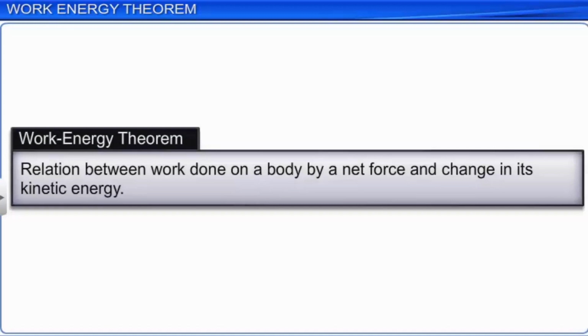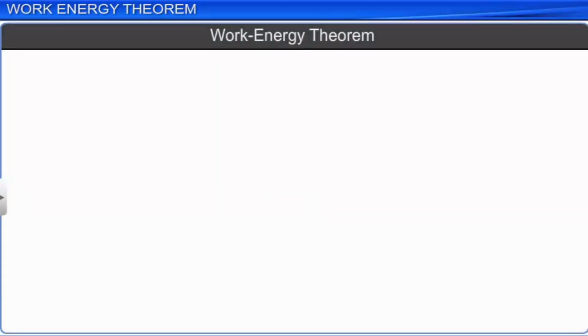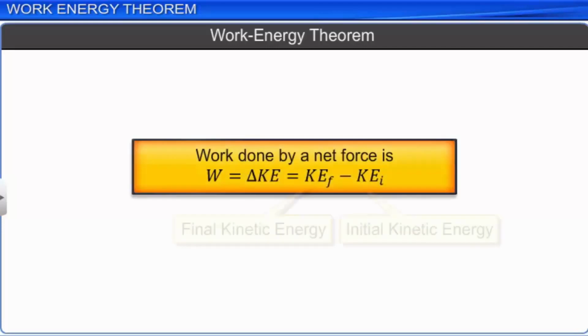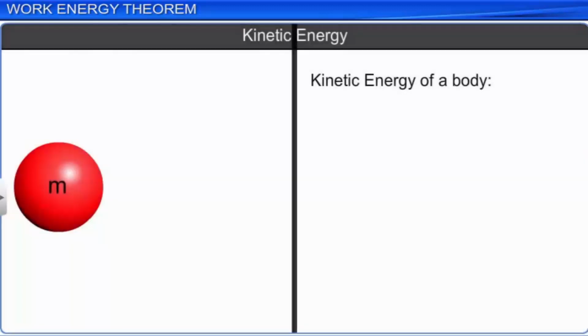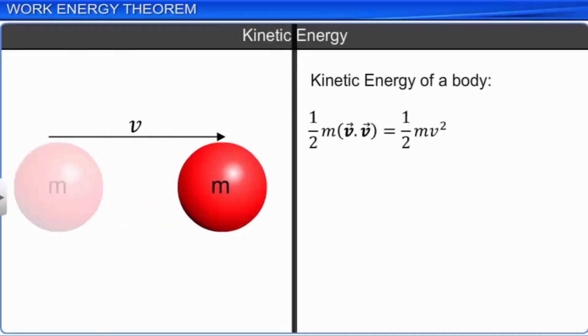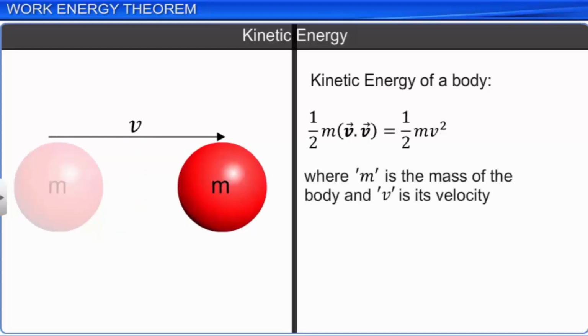Now you will learn about the relationship between work done on a body by a net force and the change in its kinetic energy by using the work-energy theorem. According to the work-energy theorem, the work done by a net force on an object is equal to the change in its kinetic energy. We know that the kinetic energy of a body of mass m moving with a velocity v is equal to half m v squared.